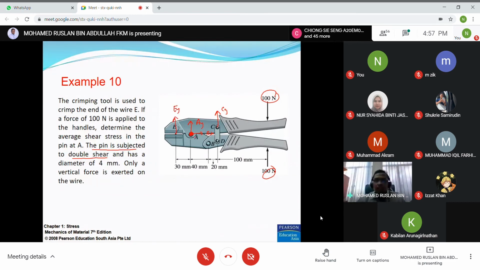And at point E, let's say EY is in this same direction. From this, how many unknowns do we have? We have 4: CY, AX, AY, and EY. So how many equilibrium equations do we have? We have 3.